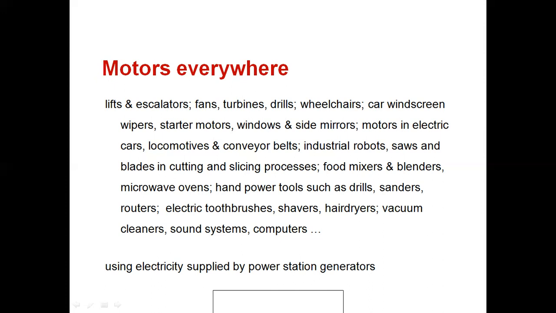So there are a number of applications where electromagnetism is used that we are observing and using in our day-to-day life, right? Even in blenders, food mixers, microwave ovens, hand power tools such as drills, sanders, routers, electric toothbrushes, shavers, everywhere we are using applications of these things. Means in each application there are motors, right? In mixers and blenders there is an electric motor, and the electric motor is the best example of electromagnetism.